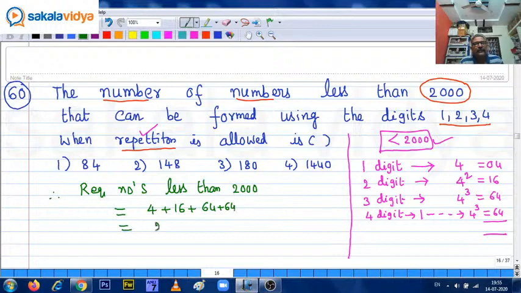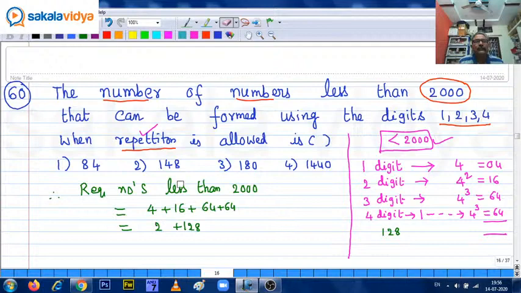16 plus 4 is 28. 64 plus 64 is 128. Now 128 plus 28. Okay. Right, I made a mistake here. Now I need to check. Option 2 is okay. 4, this is 4 square, 16. 4 cube is 64. Okay, this will be 20. Sorry, I made a mistake here.